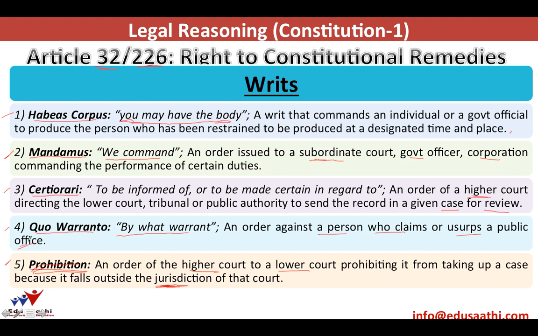So this is the writ of quo warranto, right? So I hope this is clear. All these 5 writs are very important, so you must keep them by heart. What are the literal meanings of these words? Because these are not English words.